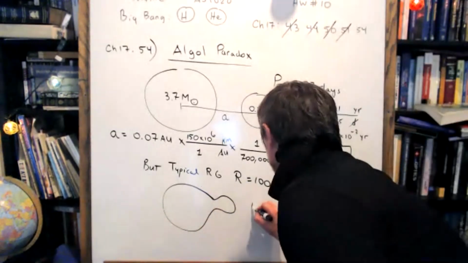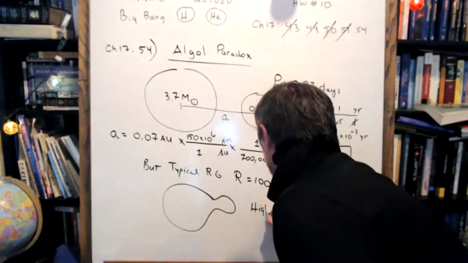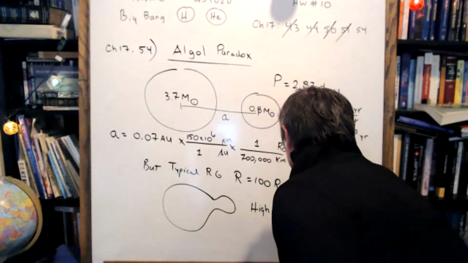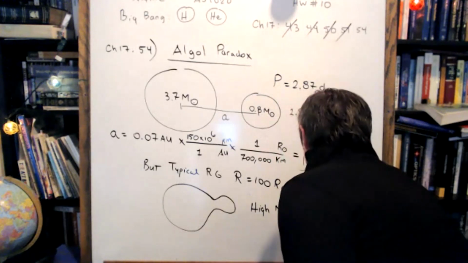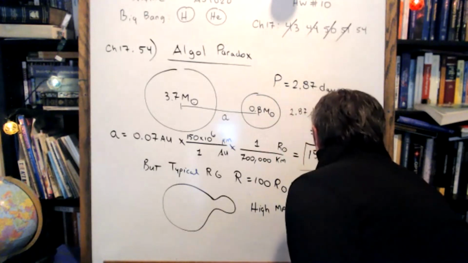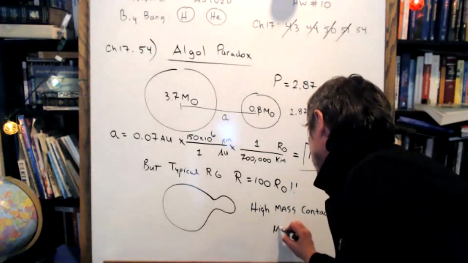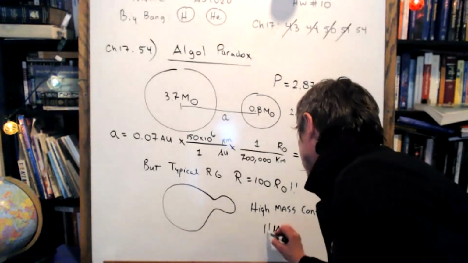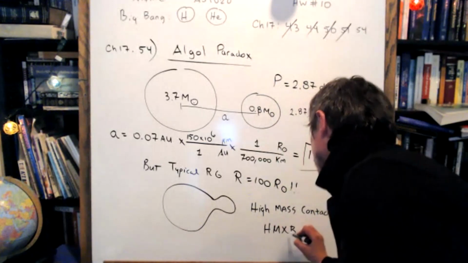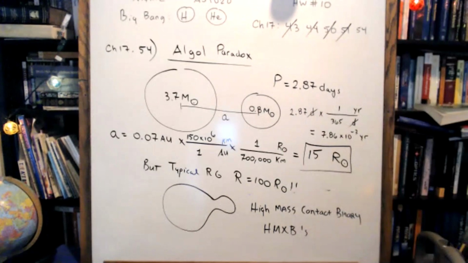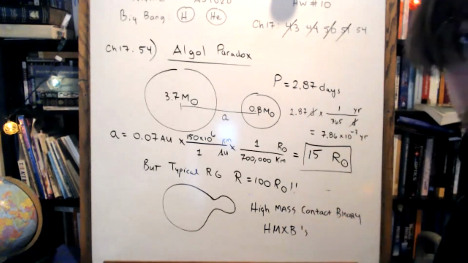And this is known in astronomy as a high mass contact binary. Sometimes they call them high mass transfer binaries, HMXBs. Astronomers love stupid acronyms for things. It's a high mass contact binary, but it's kind of cool.